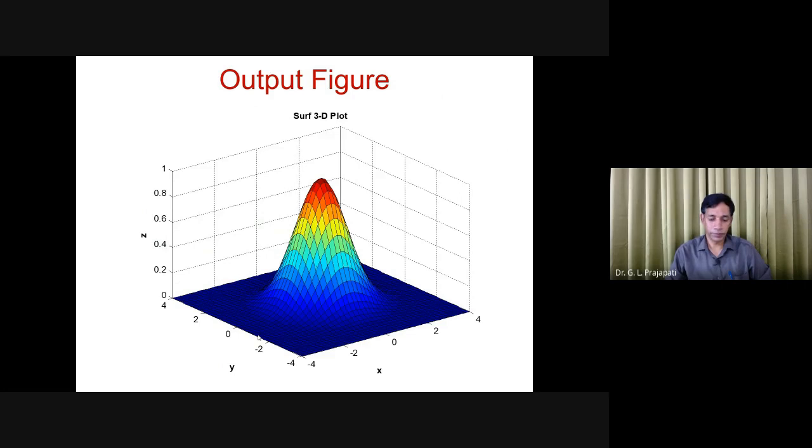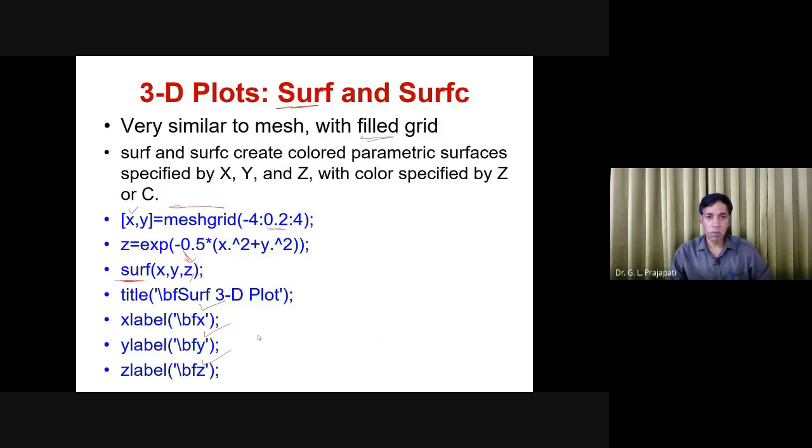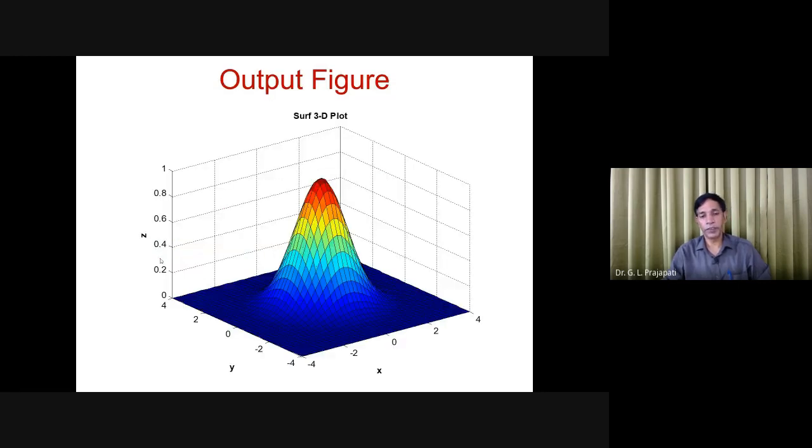This is the output of the surf. The grid is filled and the color is according to the z value. Color is proportional to the z values, whatever you have. Sometimes, if you are interested, you can have this kind of plot.